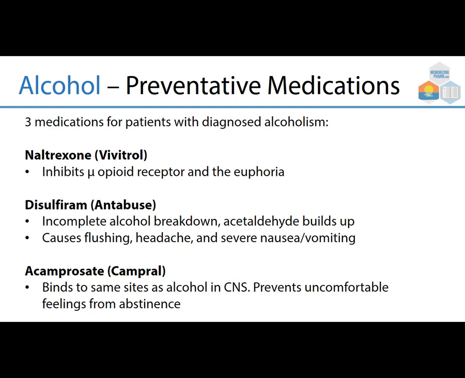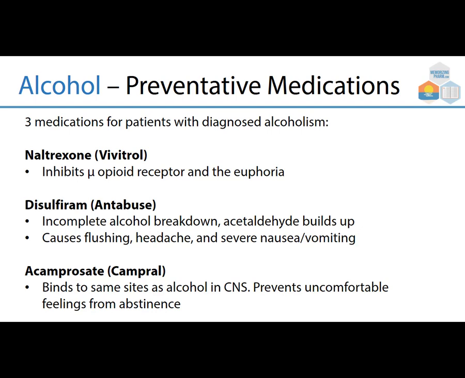Naltrexone, Vivitrol, inhibits the mu, that little cursive u is a mu in the Greek, so the mu opioid receptor, and the euphoria isn't there. Disulfiram, or Antabuse, literally anti-abuse, creates incomplete alcohol breakdown, building up acetaldehyde, and it causes flushing and headache and severe nausea and vomiting.